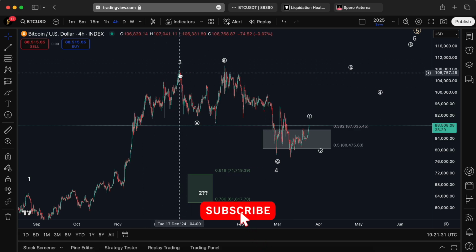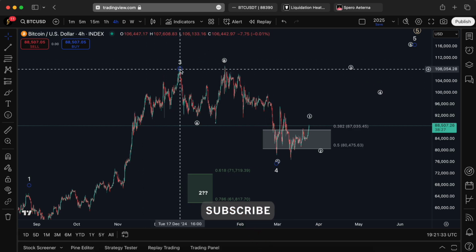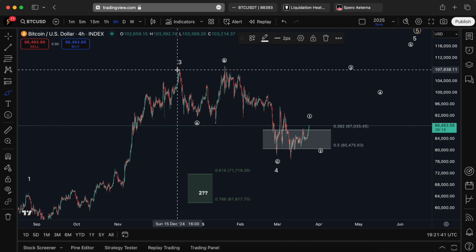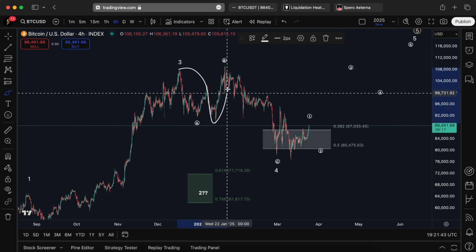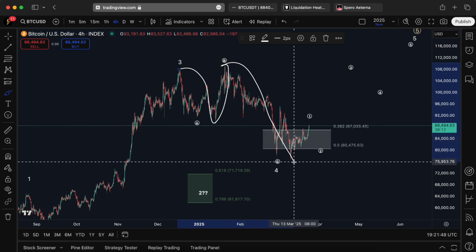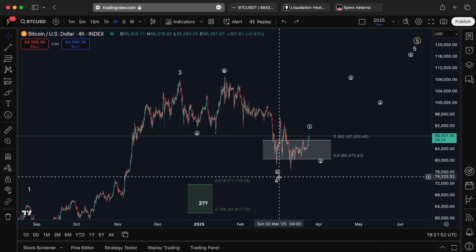So basically, what we think is a wave 3 has topped here on the 17th of December, which is by now quite a while ago. And since then we've basically seen a wave A to the downside, a wave B to the upside, an overshooting B wave, and then a wave C to the downside. And all of this is in a larger degree wave 4.